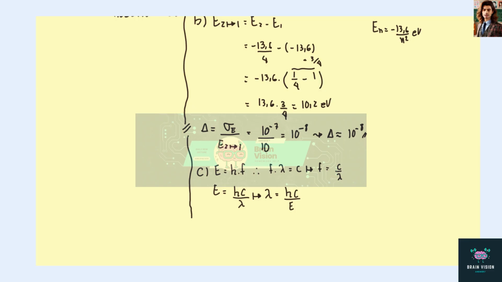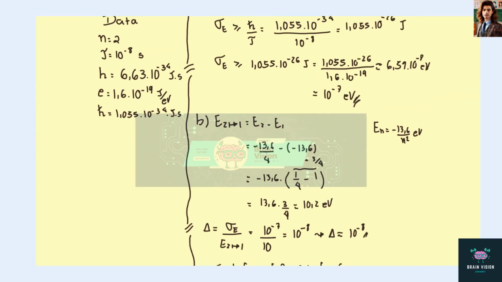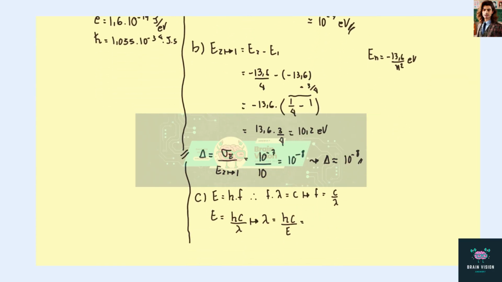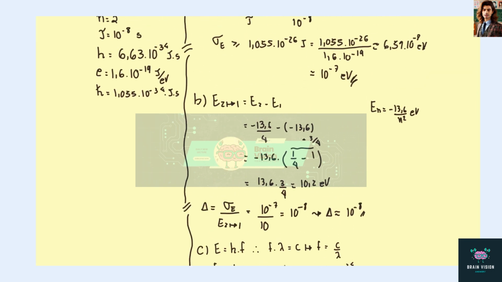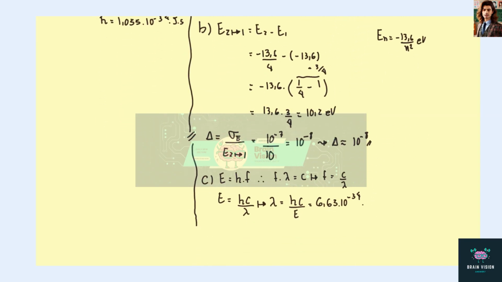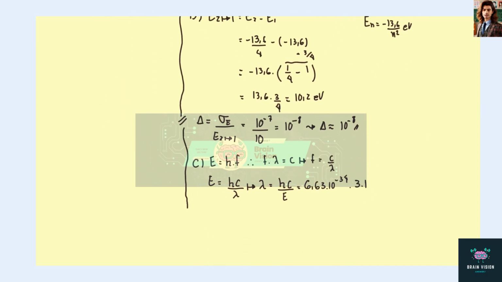So it has an energy of 10.2 electron volts, as we had just calculated. Therefore, plugging in these values, the wavelength is equal to h, which is 6.63 times 10 to the minus 34, times the speed of light, which is 3 times 10 to the 8, divided by the energy, which is the transition energy given by 10.2 electron volts.